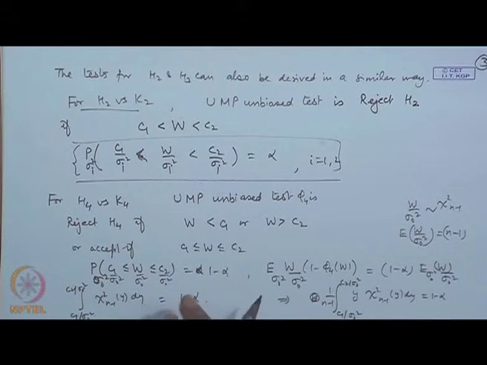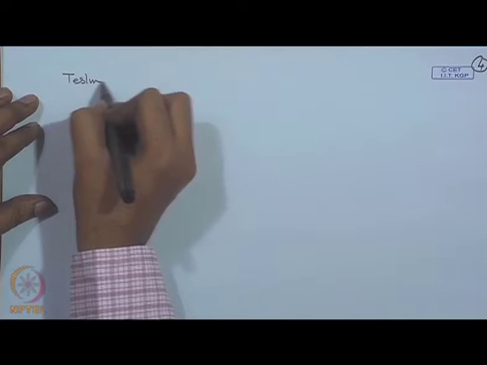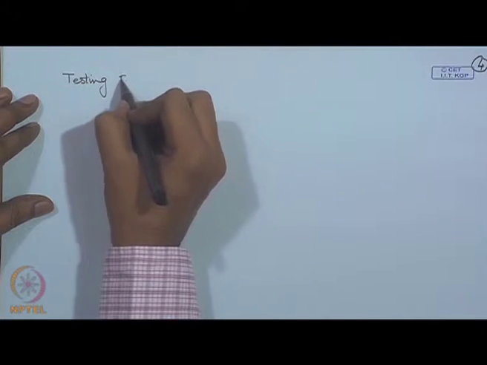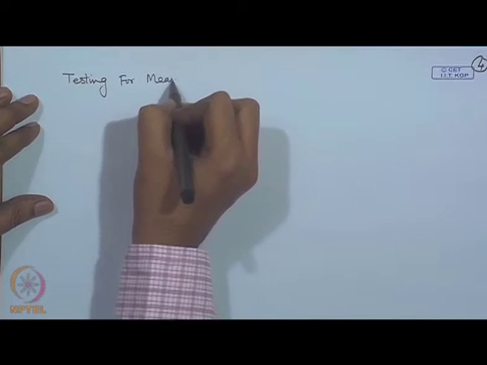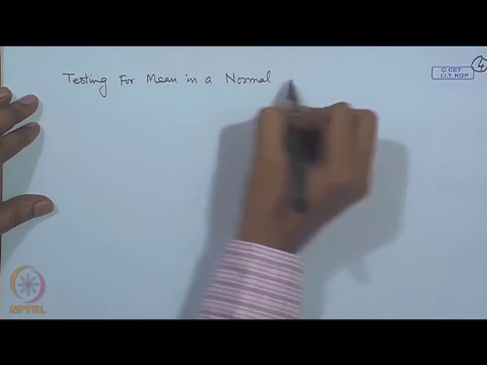I have demonstrated here that we can apply theorem 3, that means we can suitably define the function W such that we are getting the UMP unbiased test for the variance testing. Let us also consider now the testing for the mean. Testing for mean in a normal population.